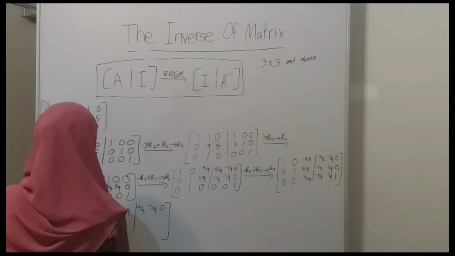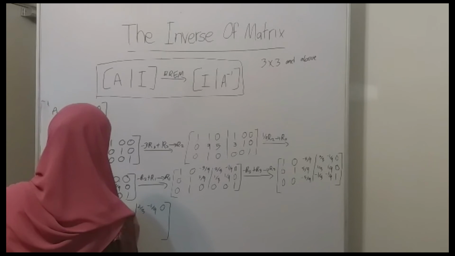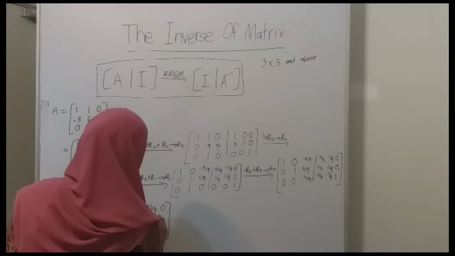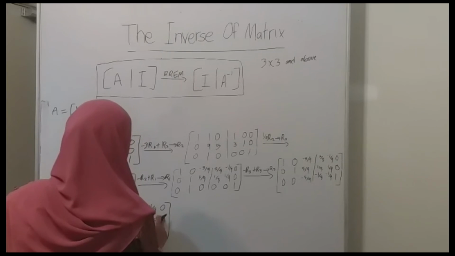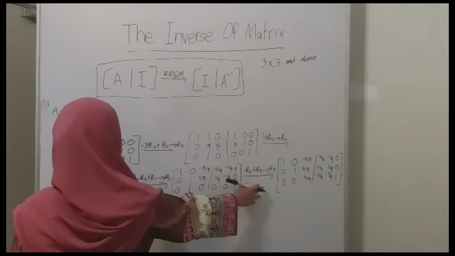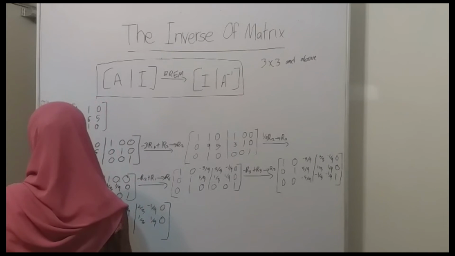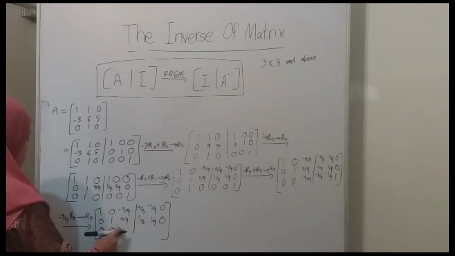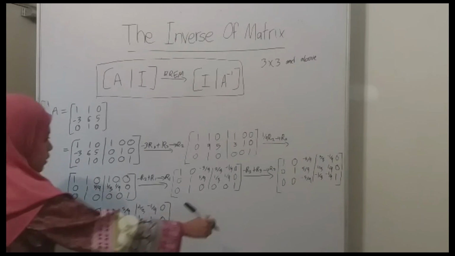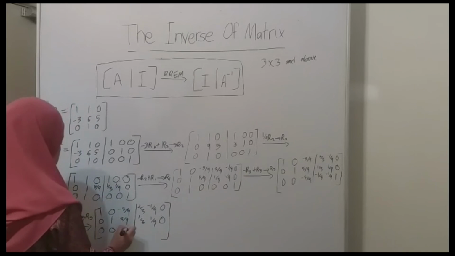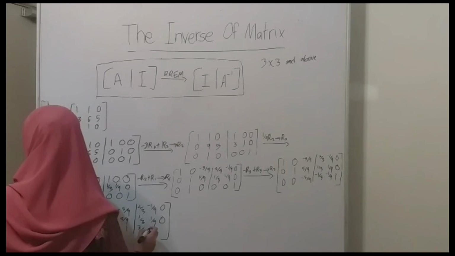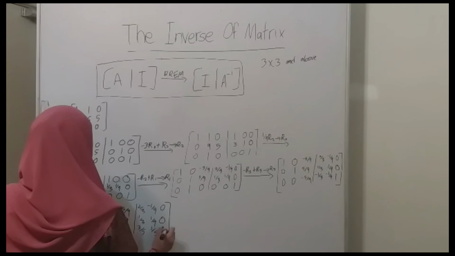The second row remains the same. 0 1 5 over 9, 1 over 3, 1 over 9, and 0. So the changes will be row 3. So 0, 0, negative 9 over 5 times 3. So negative 9 over 5 times negative 5 over 9 will be 1. So the rest will be 3 over 5, 1 over 5, and negative 9 over 5.